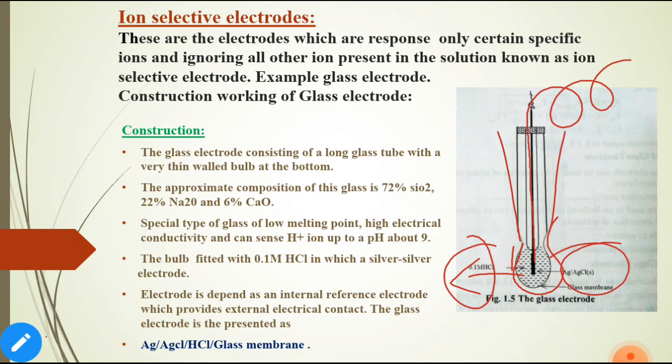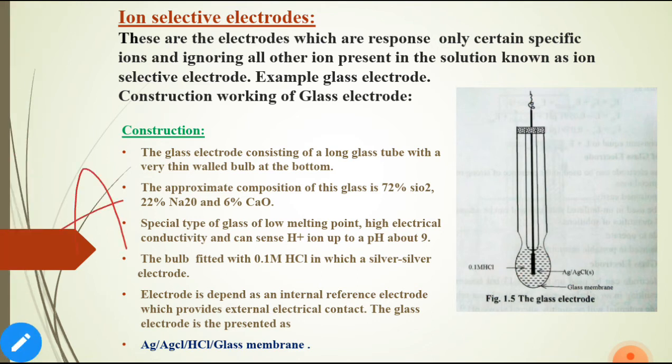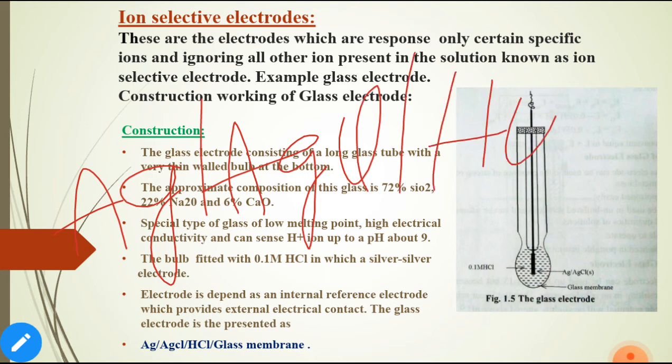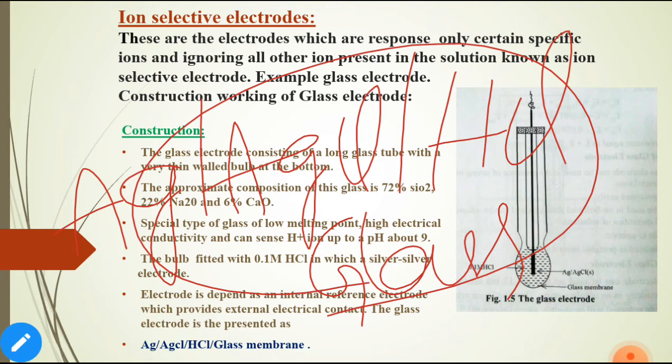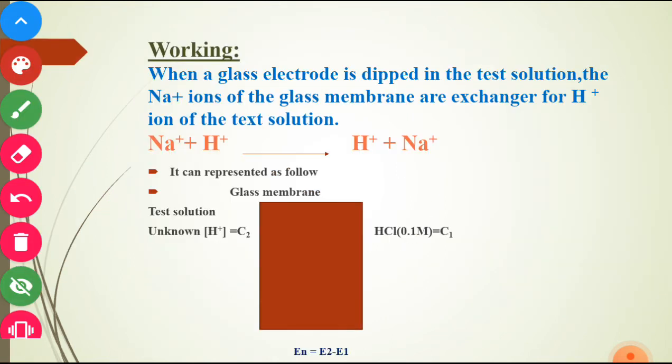Then we have to write the cell representation of this glass electrode. Here we have taken Ag, AgCl, HCl and the glass membrane. This is how we have to represent the cell. Next we are moving to the working. What is the working of this glass electrode?